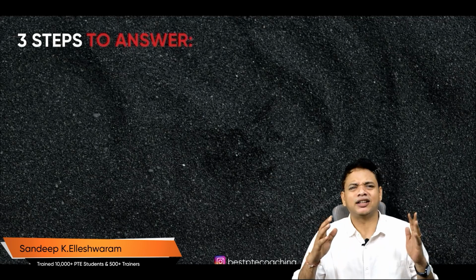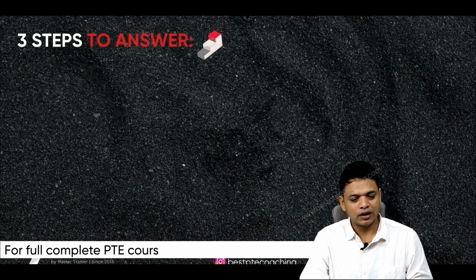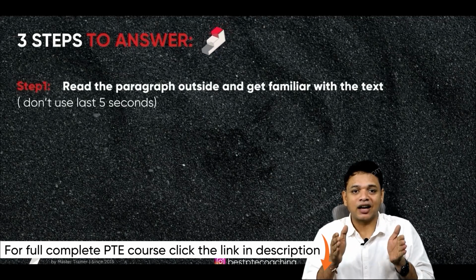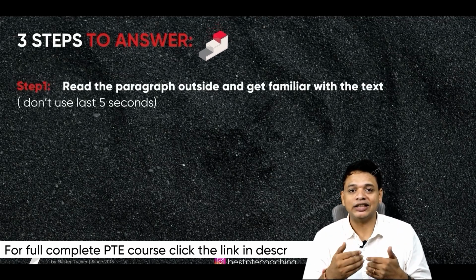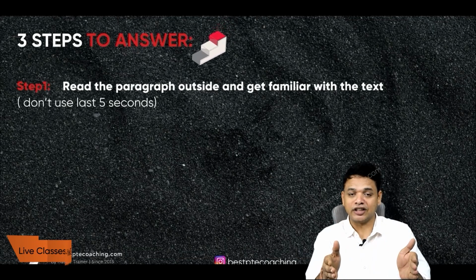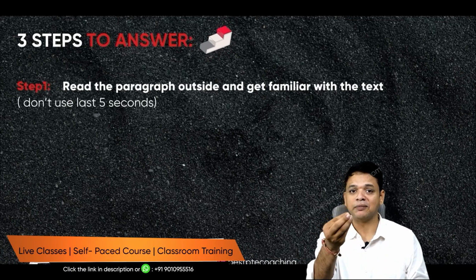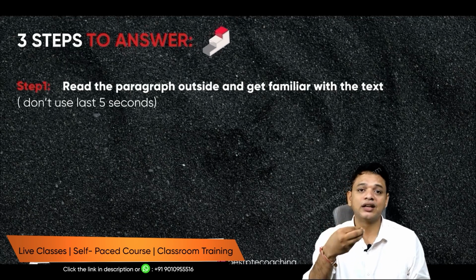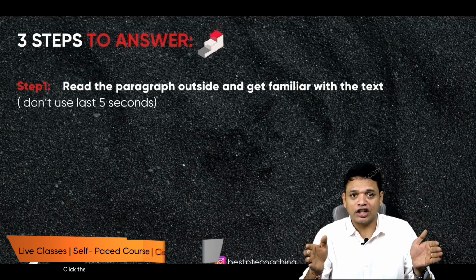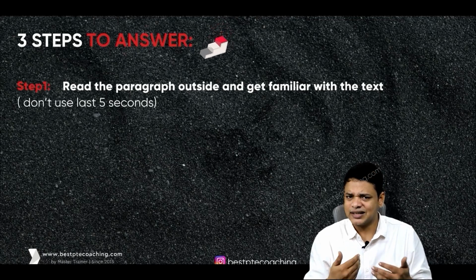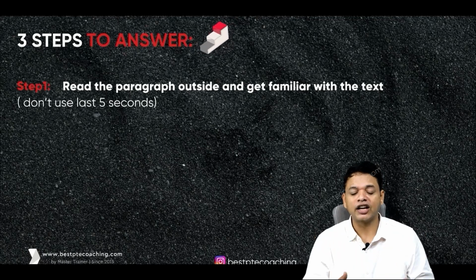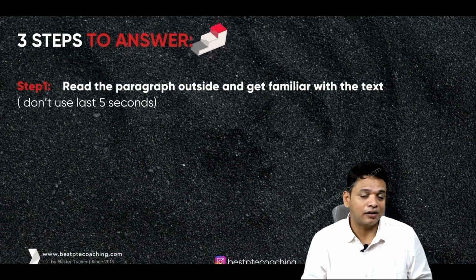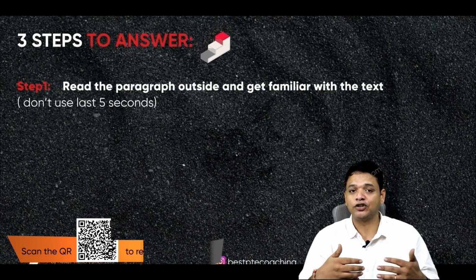Now, there are 3 simple steps I teach you to answer Read Aloud in the simplest manner. Number 1: when you have the paragraph in front of you, you have to read the paragraph slightly aloud. The paragraph is in front of you and the preparation time has started. The preparation time is usually 25 seconds, 30 seconds, 35 seconds, sometimes 40 seconds. In this preparation time, you are reading the paragraph slightly aloud, not loudly, and you're getting comfortable with the paragraph's words.